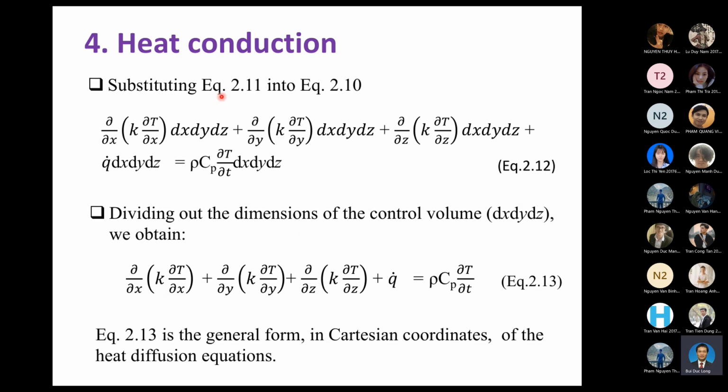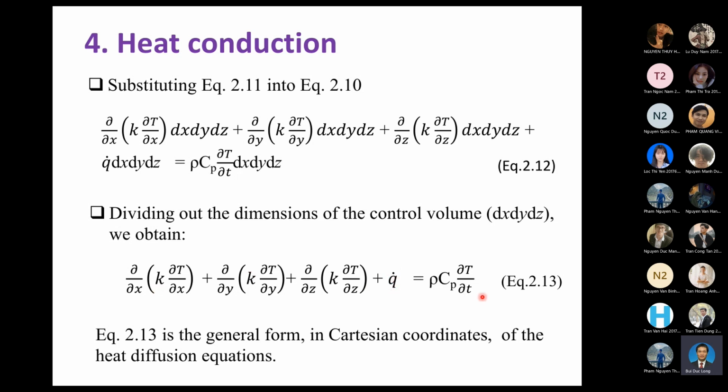So we substitute equation 2.11 into equation 2.10. So we have this very long equation. But anyway, we can eliminate all this volume. We can divide the right side and left side by dx, dy, dz. So we will have this differential equation for heat transfer in the control volume with heat generation.